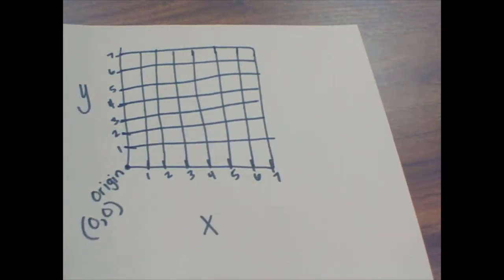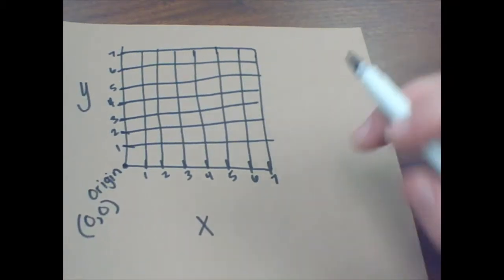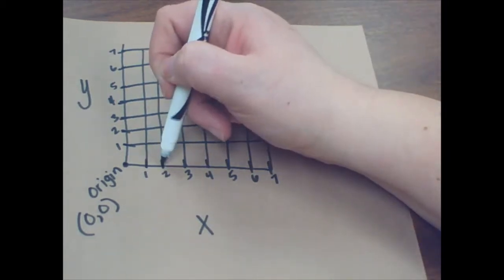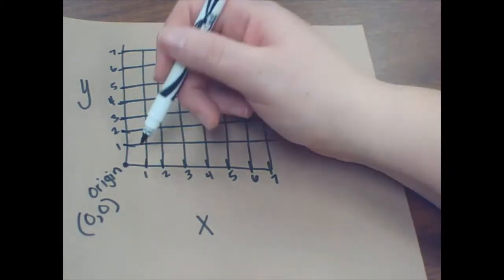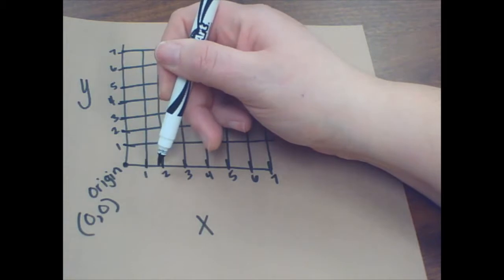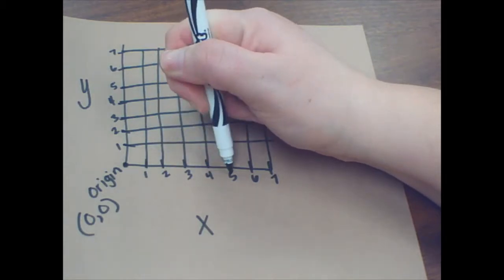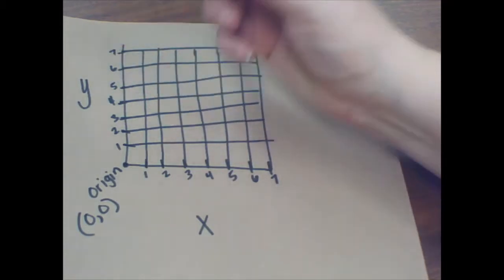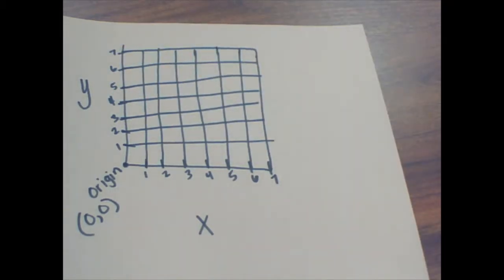Something to remember when you're making your own: it is so important that you put the numbers directly below the line. I would never want to put a 1 there or a 2 there because that would get really confusing. So if you notice, my numbers are directly below and across from my lines. That is so important when you make your own coordinate plane.